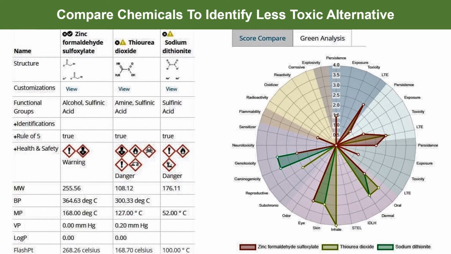A group of textile companies along with the standards group CDHC wanted to explore what alternative, less toxic chemicals are available. They shortlisted some of the chemicals. Among them were these three chemicals that are solid and non-volatile: zinc formaldehyde sulfoxylate, thiourea dioxide, and sodium dithionite. As you can see, the first chemical, zinc formaldehyde sulfoxylate, has least toxicity footprint.